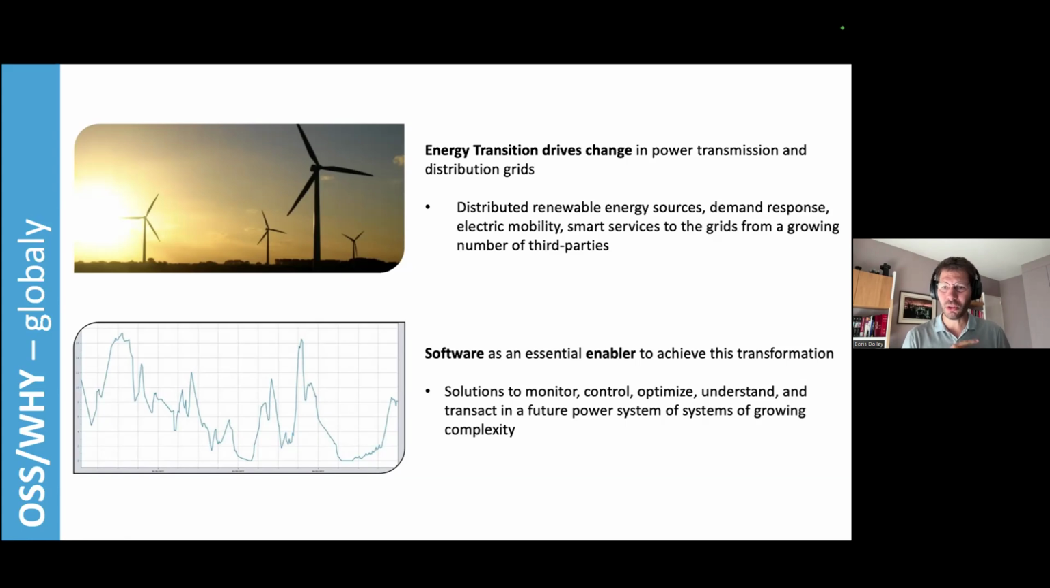So solutions to monitor, to control, to optimize, I will come back to that later, and to understand the future as the complexity is growing.